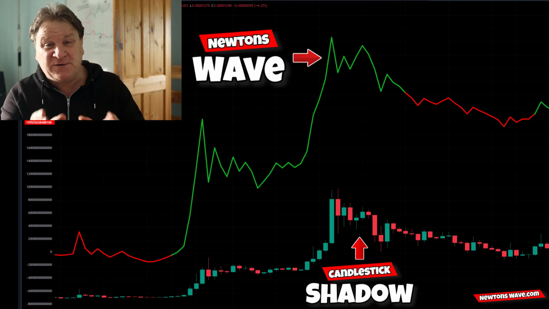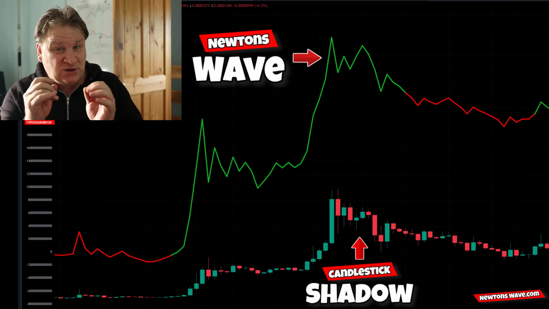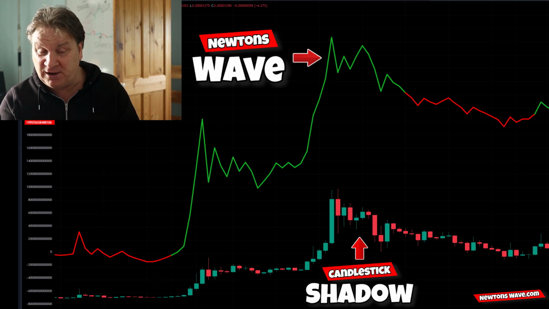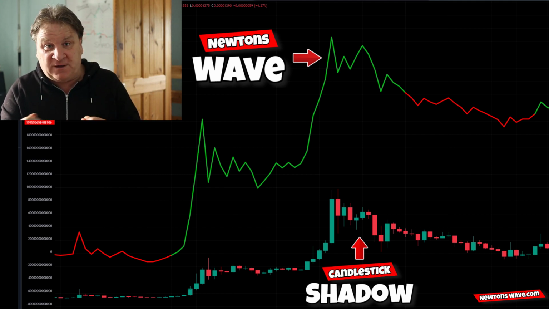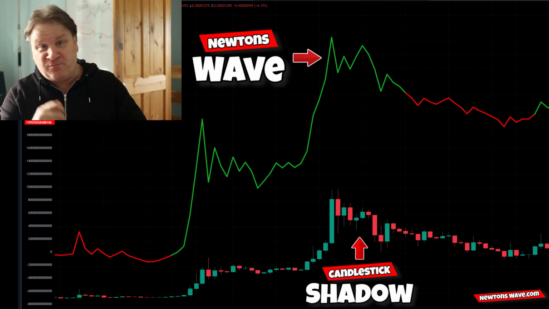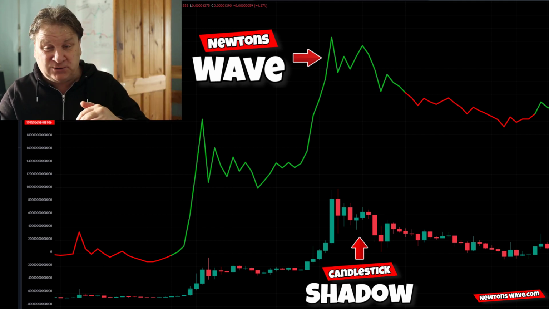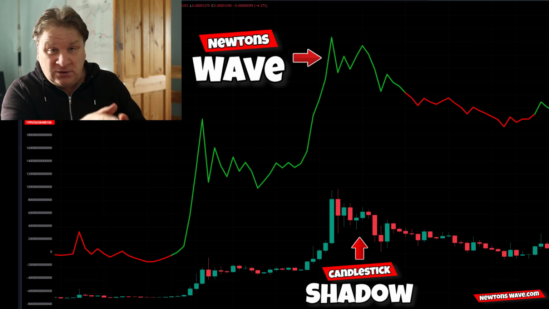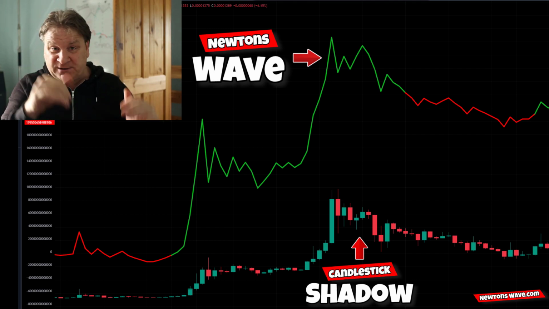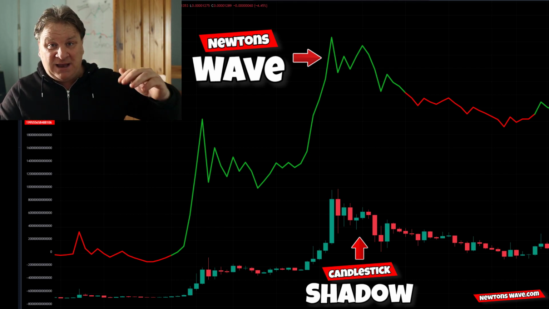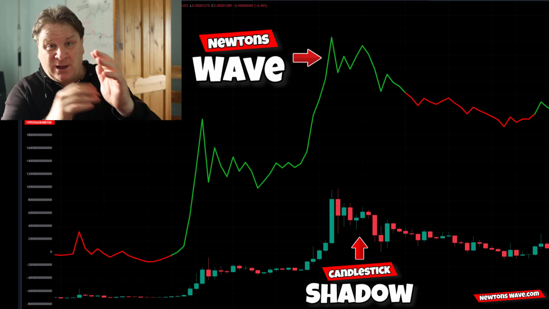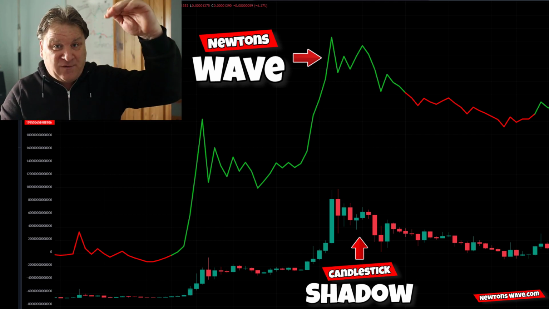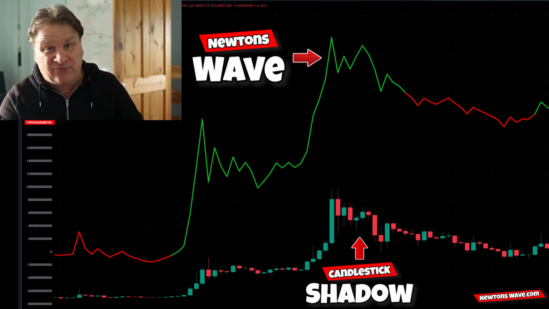And the beautiful thing about Newton's Wave is that it precedes price movement, and it dictates price movement. We used to all think that if people bought loads of crypto, the price would go up, and if people sold loads of crypto, the price would go down. It's not true. Newton's Wave, this sine wave, has a particular pattern, and if the pattern's going up, the price will go up, regardless of whether people are buying or selling. If the pattern comes down, the price will go down, regardless of whether people are buying or selling.